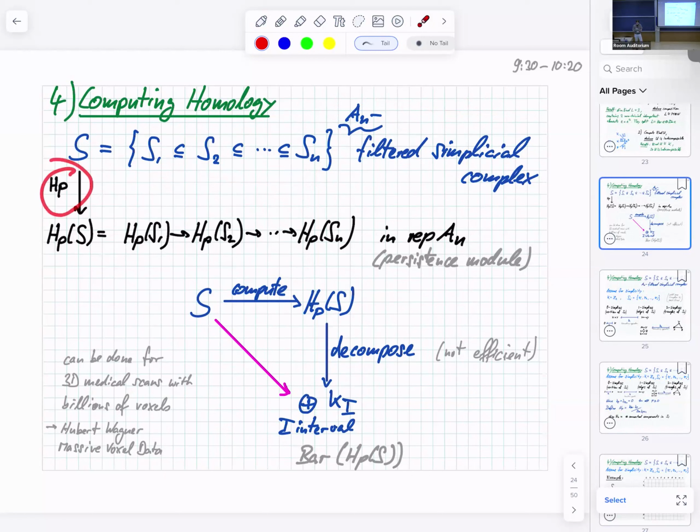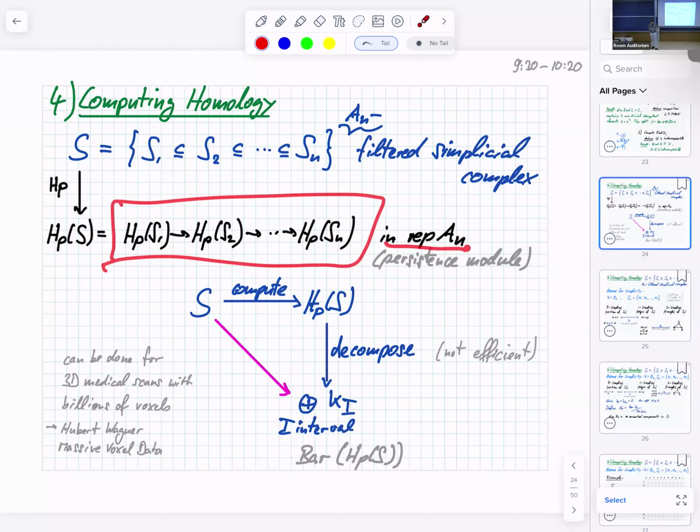I apply the functor computing homology to that filtration, and that turns every complex into a vector space and every inclusion into a linear map between the corresponding vector spaces. So I do obtain that thing here, which is really a representation of this quiver of type A_n. Yeah. So that's really what we want to discuss. How is that done in detail? Okay. So this is the story from a representation theory perspective.